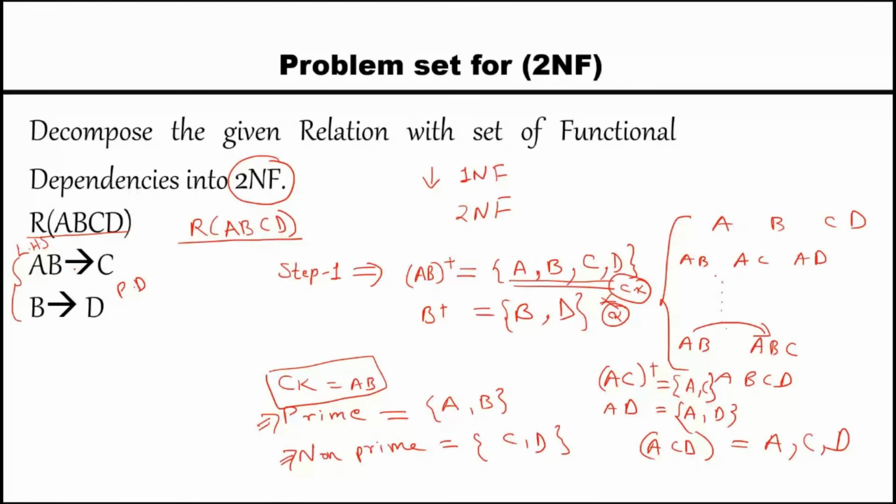Is this a partial dependency? AB is determining C. No, it is not a partial dependency. How come it is not a partial dependency? Because it's a complete candidate key.